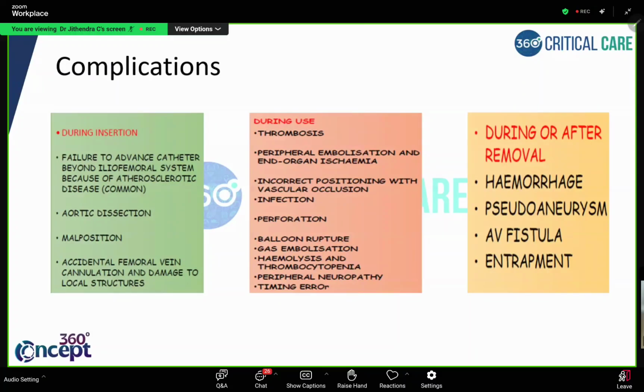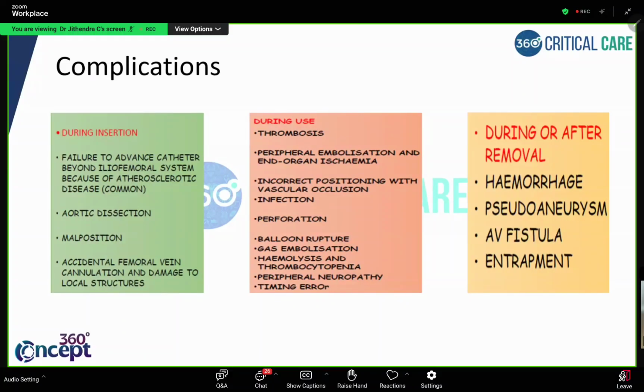After removal, what can happen? Obviously you punctured a big vessel and removed a big catheter, so there is risk of bleeding. So complete occlusion for 20 minutes; pseudoaneurysm can happen, fistula can happen. Sometimes your balloon can get entrapped. You kept the balloon for a longer time, some calcification has happened, so there is already a calcified vessel. Some thrombosis can happen, atherosclerosis can happen, and that can trap the balloon. That is also a very, very rare complication, but that can happen.